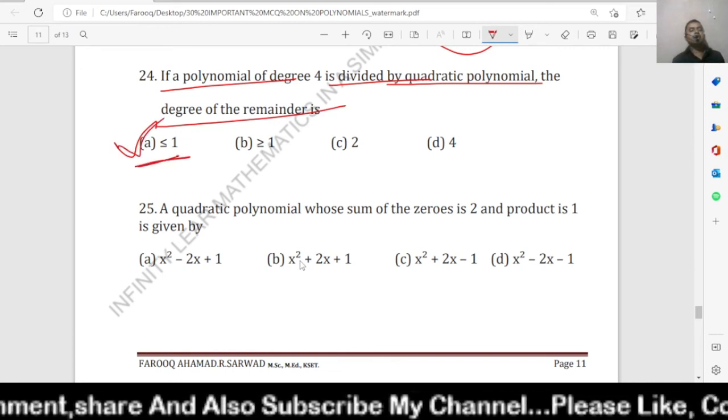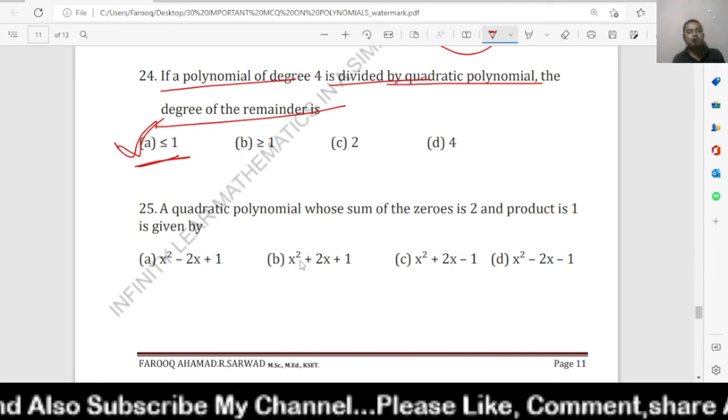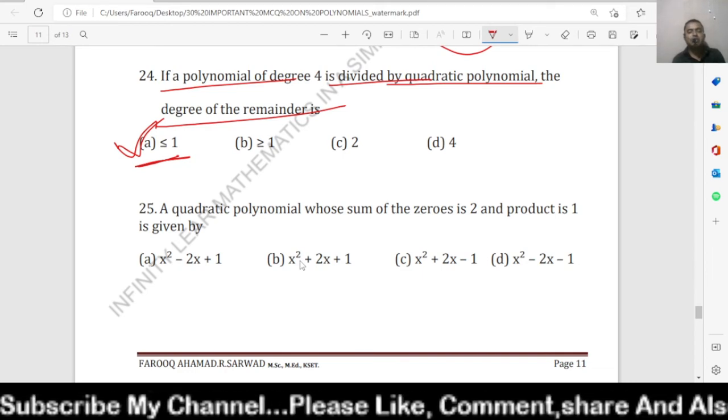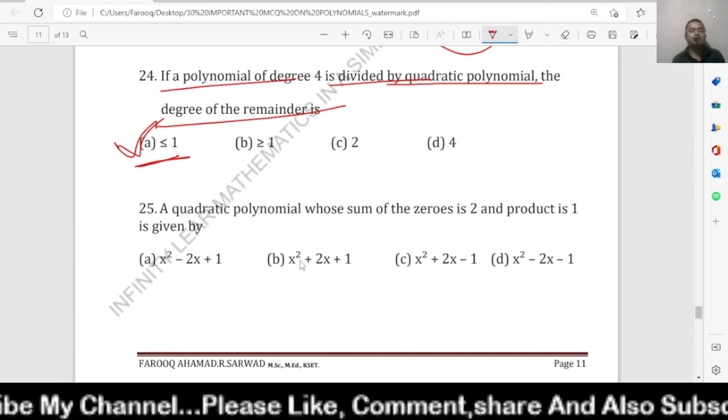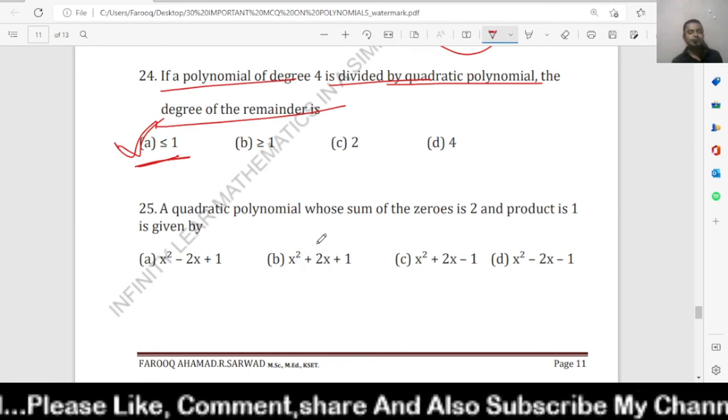If a polynomial of degree 4, that is a biquadratic polynomial, is divided by a quadratic polynomial, then the degree of the remainder is less than or equal to 1.